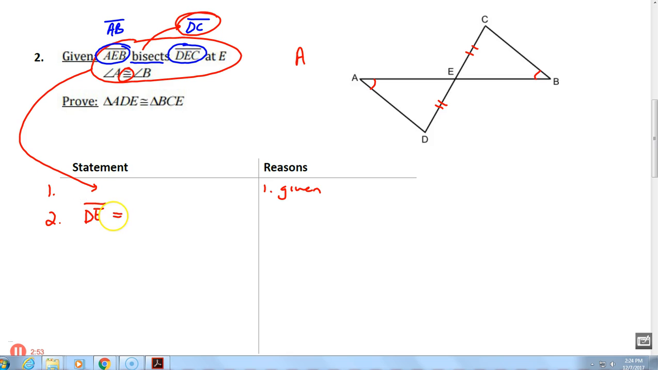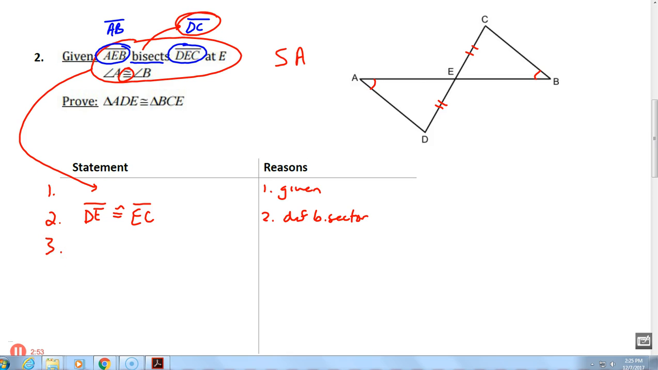DE is congruent to EC, and that is the definition of a bisector. So I got that marked down. So I have two pieces: I have an S and I have an A. So what can I get from my hidden stuff?